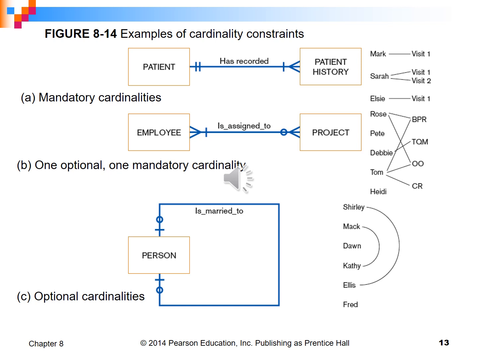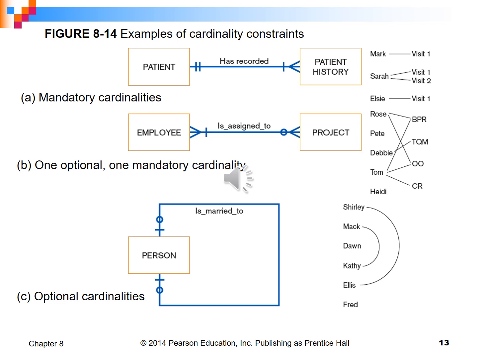Well, let's look here and differentiate between mandatory and optional in the cardinality. If we look at the first one, patient and patient history. A patient has a recorded patient history. This means if we have a patient, then we have to have a patient history, no matter what. So it is mandatory. Mark has visit 1, Sarah has visit 1 and visit 2. So the history of Sarah has visit 1 and visit 2. So if we have a patient, then we have to have patient history. This is mandatory cardinality. One optional, one mandatory.